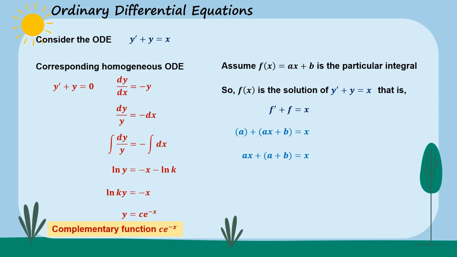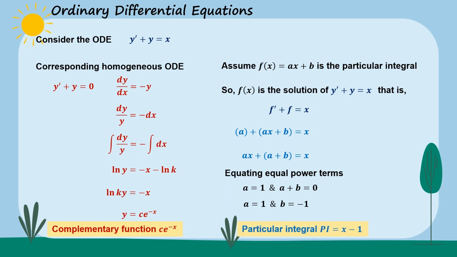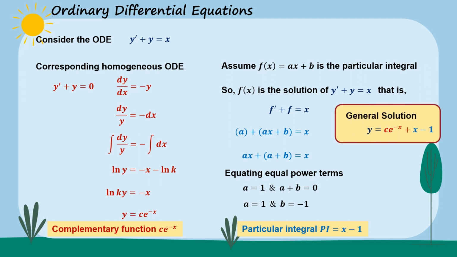Now we have to equate both sides based on the degrees of x. Because it's a linear polynomial on both sides, the coefficient of each power must be equal, and hence a is equal to 1, a plus b equal to 0, and therefore a equal to 1, b equal to minus 1. So my particular integral will be x minus 1. Now, once we have found the complementary function and the particular integral, we can find the general solution by summing them up. So the general solution will be c e to the power minus x plus x minus 1. That's it.